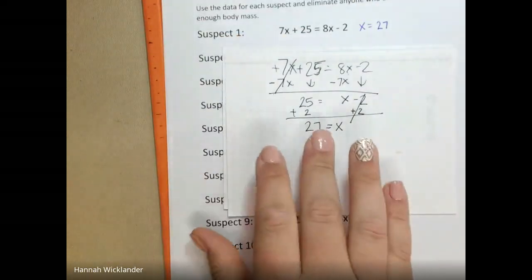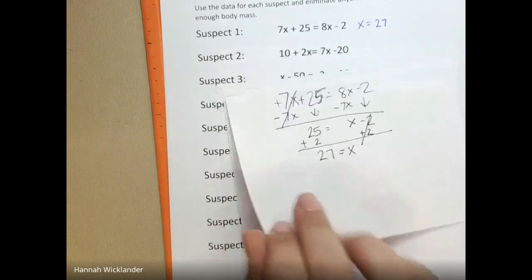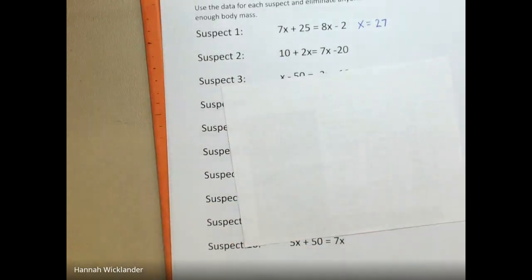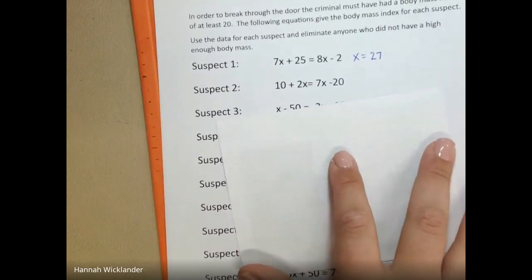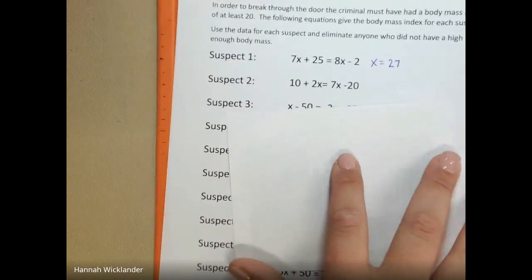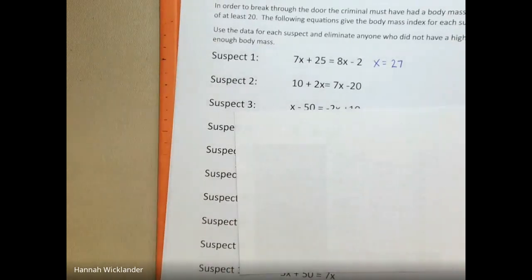Okay, so moving on to number 2. Oh, I forgot to read it to you. So for evidence 4, we're trying to find the body mass. In order to break through the door, the criminal must have had a body mass index of at least 20. The following equations give the body mass index for each suspect. Use the data for each suspect and eliminate anyone who did not have a high enough body mass. So if my answer is below 20, I can eliminate the suspect.